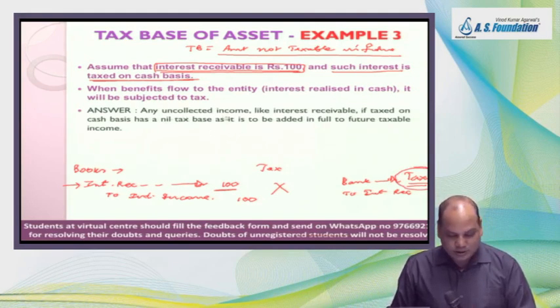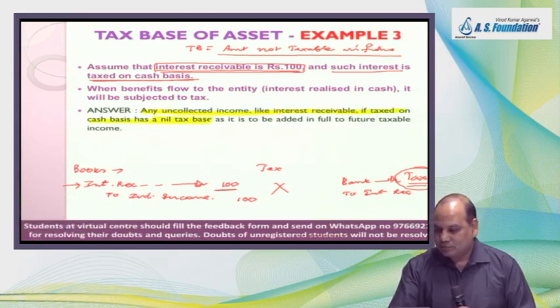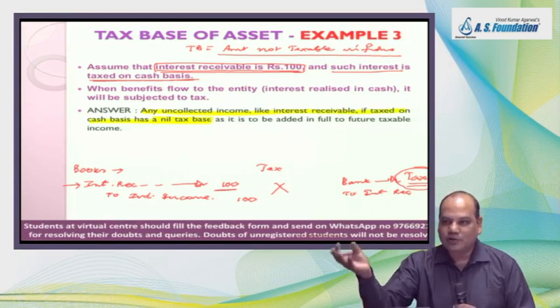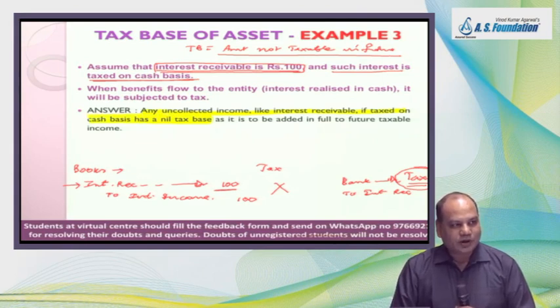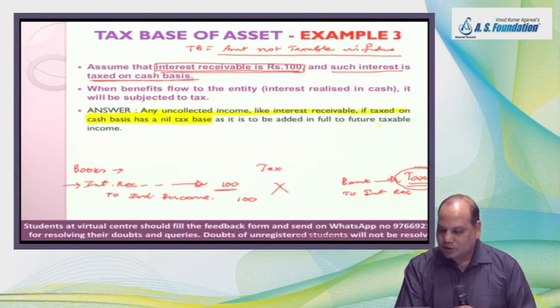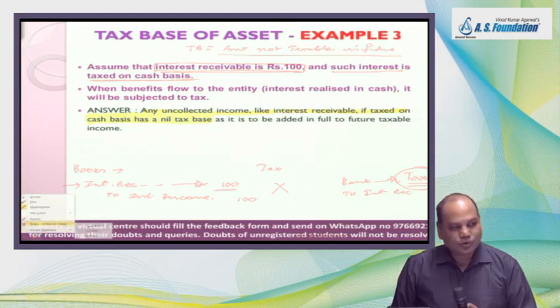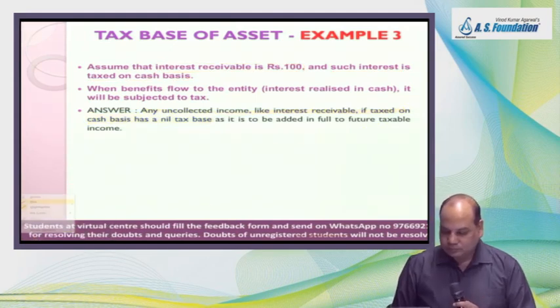Any uncollectible income, right? Oh, that is written. Like interest receivable, if taxed on a cash basis, has a nil tax base. In fact, you can generalize this. Any uncollectible income, if taxed on cash basis, will have 0 tax base because it will be taxed in future. So since it will be taxed in future, it will have a 0 tax base. Right now it doesn't have tax base, as it will be added in full to the future taxable income.